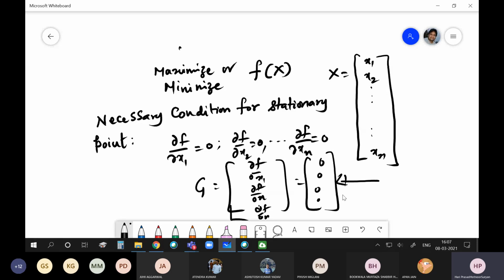Okay, and so that means at the point at which this is satisfied, you get the partial derivative equal to 0 with respect to each of the decision variables. At that point we can have either local minima or local maxima. Okay, but it is only the necessary condition. We cannot guarantee whether it is a local minima or local maxima. So for that we have to go for the second derivative.